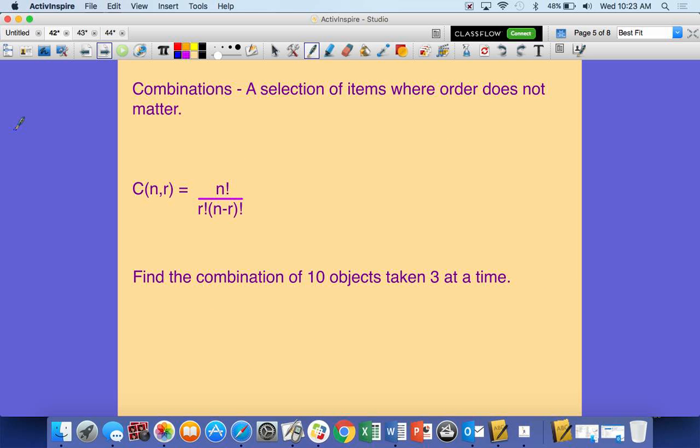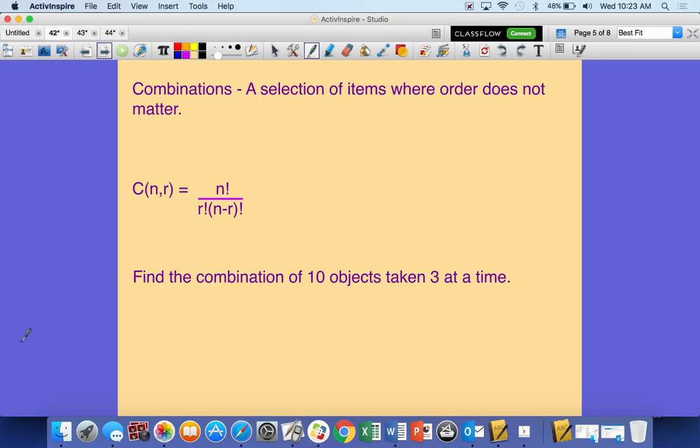Next one, so permutation is where order does matter, like switching those videos around, switching the letters around. Combinations are where order does not matter, and when the order does not matter, you can see that our equation changes just a little bit. We still have the n factorial on top, n minus r factorial on the bottom. We also have another r factorial on the bottom.